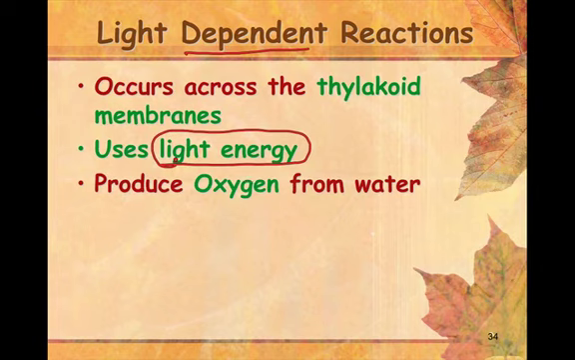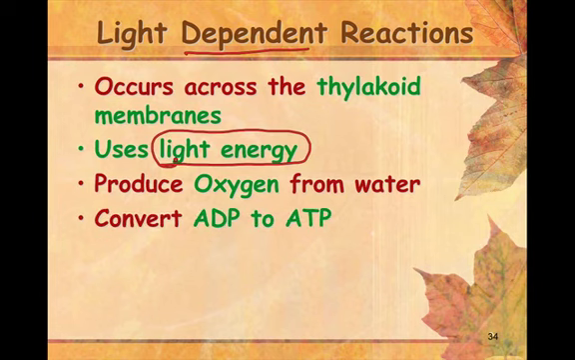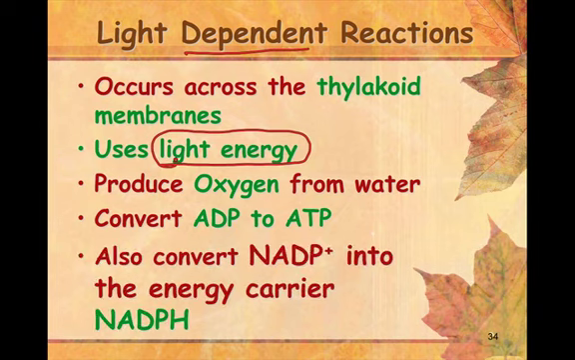This particular reaction is going to produce oxygen from water. It's also going to convert ADP to ATP. And it's also going to convert NADP into the energy carrier NADPH. So a lot of things are going on in the thylakoid membranes. And you have to remember that these are microscopic. You cannot even see this particular structure without looking at it under a microscope.